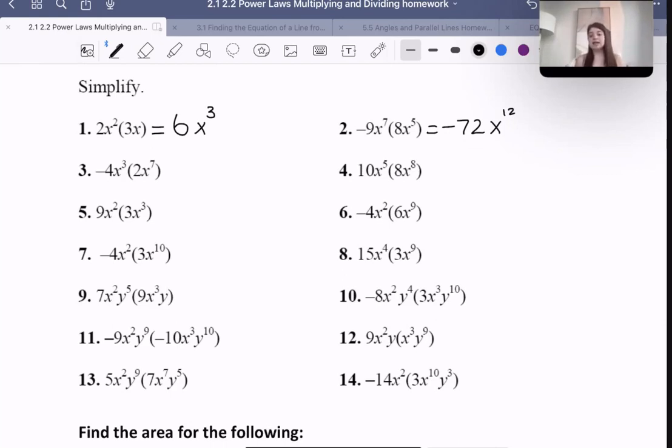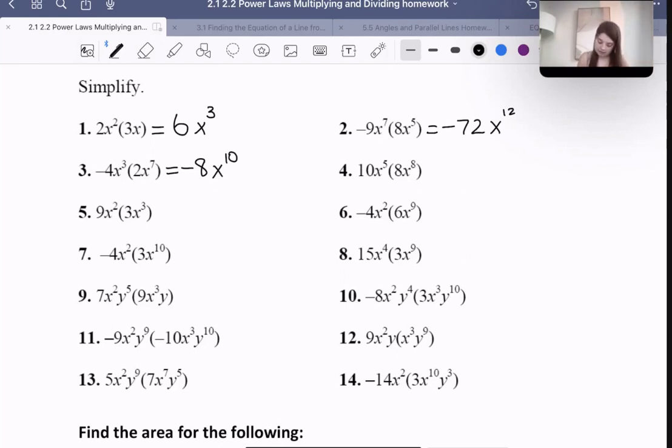Okay, so it's quite repetitive. We do kind of the same thing for the rest of these, but I will still go through it. This next one is, let's see, negative 4x cubed times 2x to the power of 7. So let's start with the coefficients. What is negative 4 times 2? Well, that would be negative 8. And what is x cubed times x to the power of 7? Well, if we add up the exponents, we get 10. So the answer is x to the power of 10. There we go.